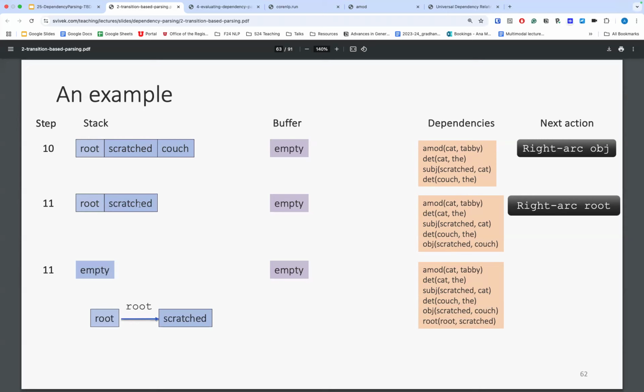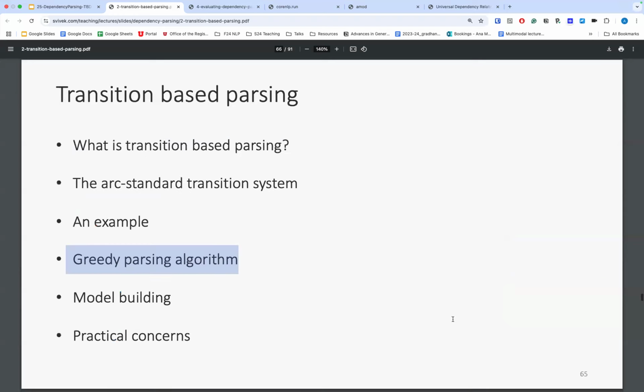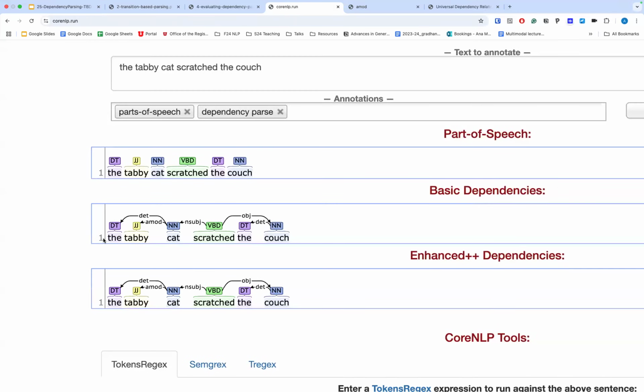Finally, when we have this root, and the buffer is empty, then we know that the root is going to be the head, right? Nothing goes into the root, and that's it. We are going to stop when the stack contains only root and the buffer is empty, which has happened right now. And now we have all these relationships, and Vivek didn't have an illustration of that, but now that you have all these dependencies, what you do is you just visualize them, right? You put an arc from the head to the dependent, and you label it with a relationship that you have determined exists between these two words. As I said, this will always look like words horizontally with arcs with the labels on top of them.